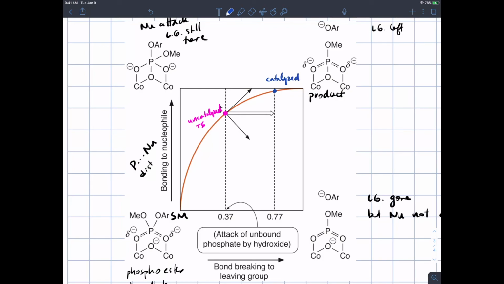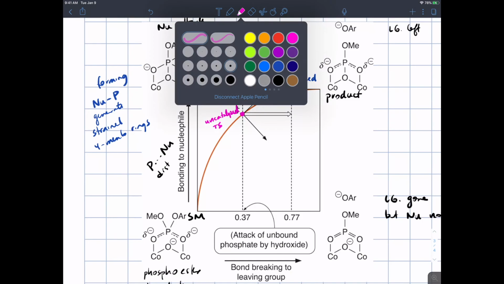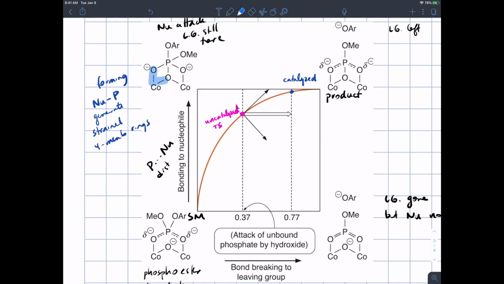What they proposed is that formation of this bond between the nucleophile and phosphate generates two strained four-membered rings. Let's highlight those. There's one, and there's another. And that is present on the whole top edge of this potential energy surface.